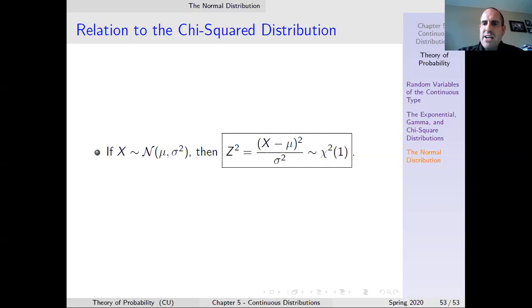And where in the world would that come up? Well, Z squared comes up when you compute very basic things like the variance of a random variable. You want to compute the expectation of Z squared, for instance. So Z squared, the standard normal random variable squared, has the chi-square distribution with 1 degree of freedom. That will be important later on when we start doing something called confidence intervals.